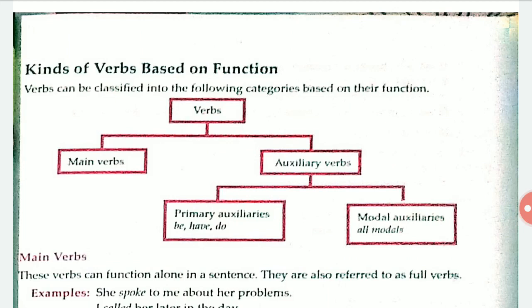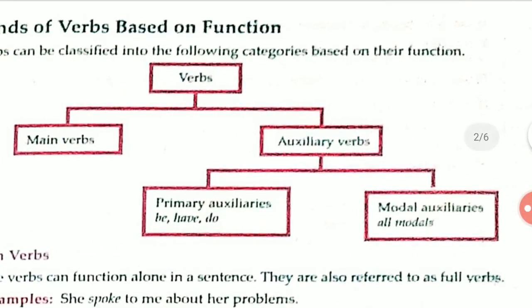The first one is the verb, which is divided into two parts, that is main verb and auxiliary verb. In the picture, you can see the auxiliary verb is again divided into two parts, that is primary auxiliaries and modal auxiliaries. So here you can see kinds of verbs based on function, that is main verb and auxiliary verb, and later we'll see the types of auxiliary verbs, which are primary auxiliary verbs and modal auxiliaries.